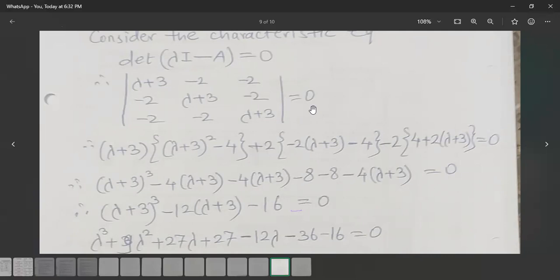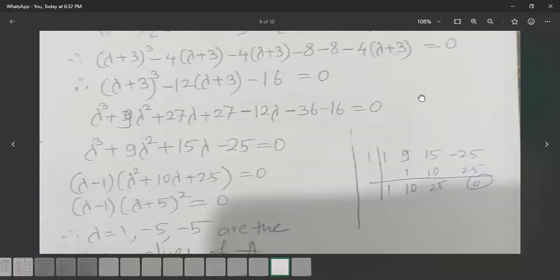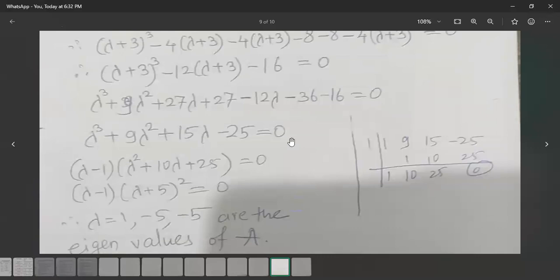Okay. Then we solve this determinant. So lambda plus 3 times this product minus this product that I have written. Then minus of minus 2 here times this, minus 2 into lambda plus 3, I have written, minus this product. Then it is minus 2 this entry, in bracket you can see this product plus 4, and minus 2 times this. So it becomes plus 2 times lambda plus 3. If I simplify this, I get this polynomial equation: lambda cube plus 9 lambda square plus 15 lambda minus 25 is equal to 0.